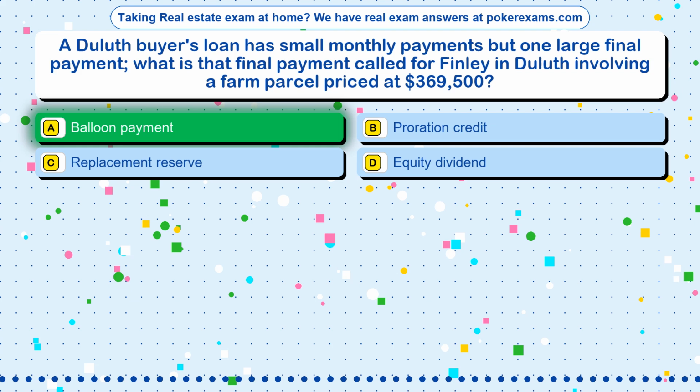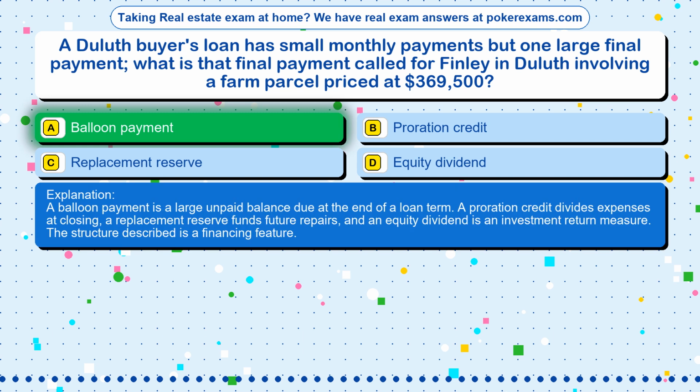The correct answer is option A, balloon payment. A balloon payment is a large unpaid balance due at the end of a loan term. A proration credit divides expenses at closing, a replacement reserve funds future repairs, and an equity dividend is an investment return measure. The structure described is a financing feature.